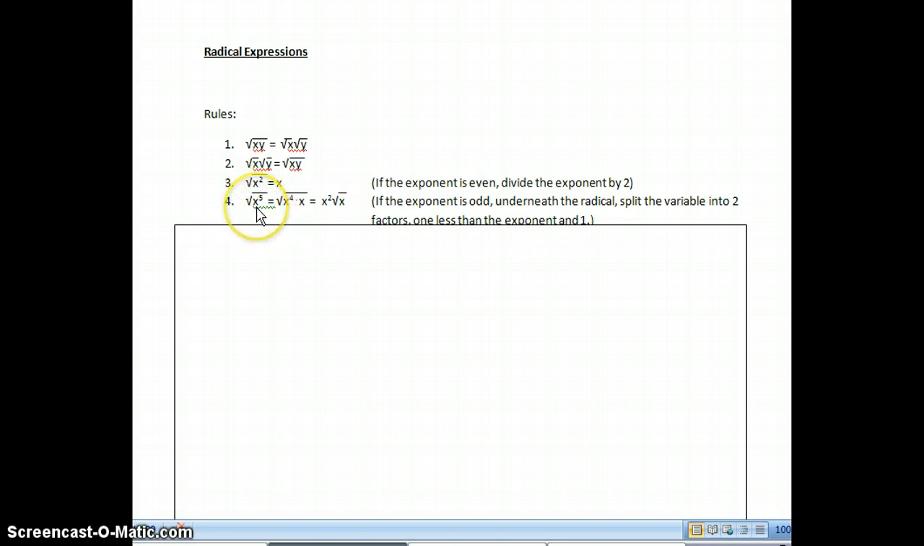Now, if I have the square root of an odd power, what I need to do is break that up into 1 less than that odd power times 1, because remember, 4 plus 1 is 5. Now I can take the square root of the even power, put it on the outside, and the square root of the x to the first power stays under the radical.